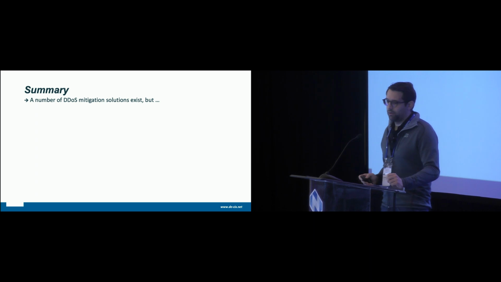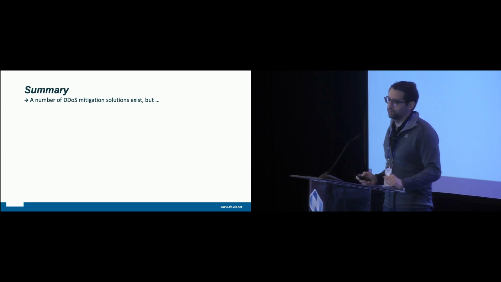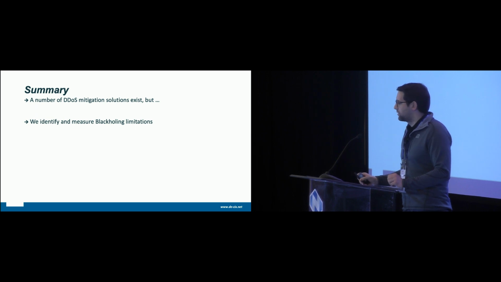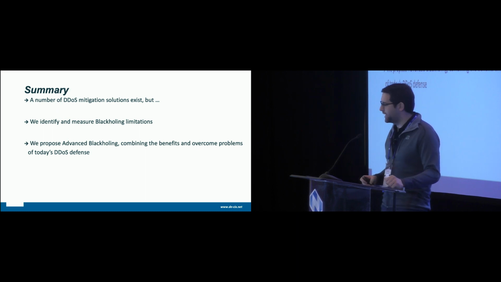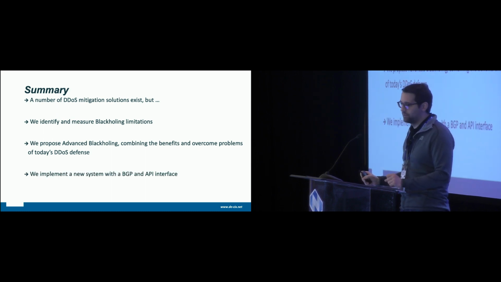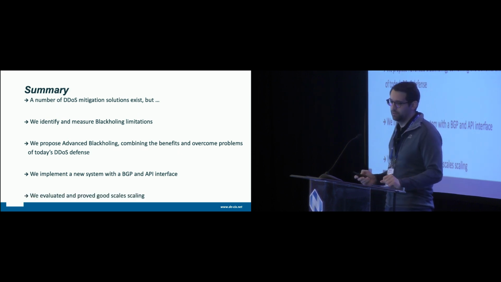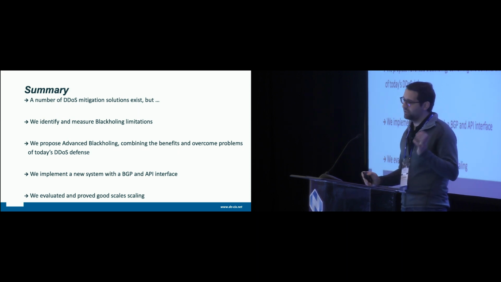So in summary, a number of DDoS mitigation solutions exist today, but most of them have scalability issues or are fairly expensive. We identified and measured blackholing limitations, so we really got a good understanding of what works, what does not work, and why. We propose a new blackholing system, which we call advanced blackholing, and try to combine the benefits of what exists and merge it into one system at the IXP. Our prototype works very well and has a BGP interface, so you just need a BGP community, or you could work with the API interface. We evaluated our system and found that it showed good scalability. So that's it content-wise from my side.